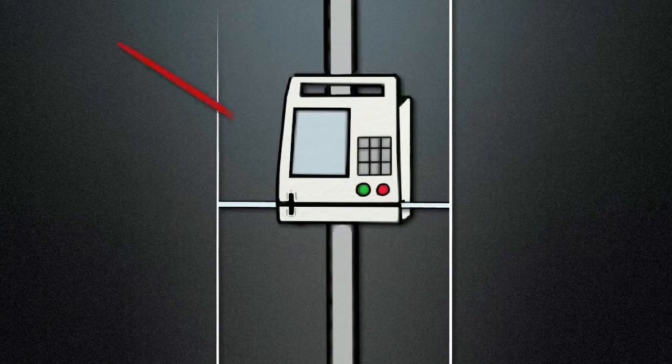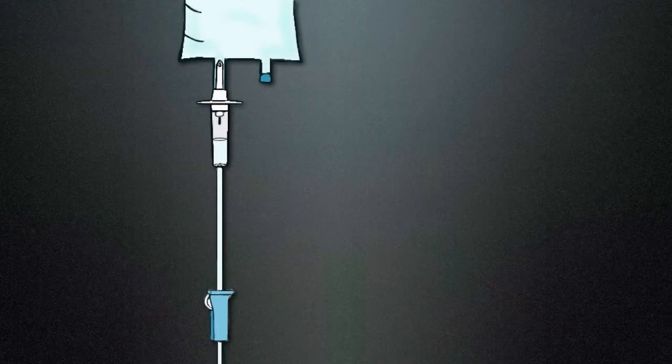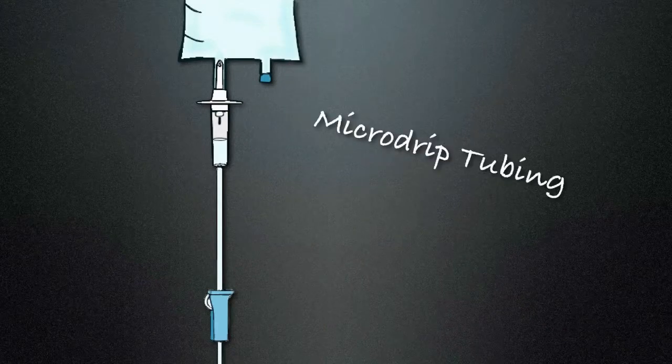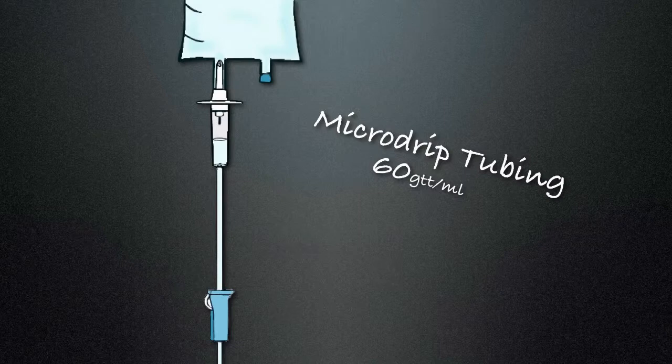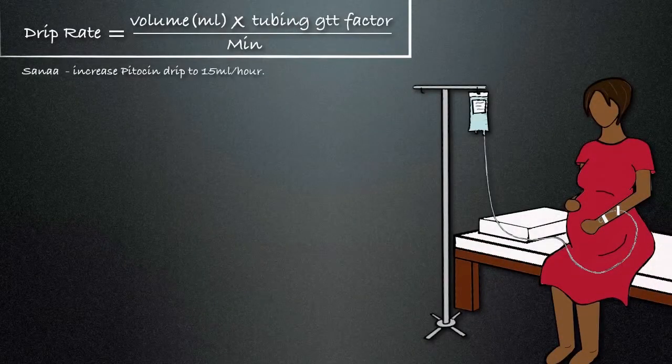However, IV pumps simply are not available at this clinic, so we are doing this manually with an IV setup using microdrip tubing, 60 drips per ml, for the greatest control. You are asked to increase the Pitocin drip for Sana to 15 milliliters per hour. What would your drip rate be?